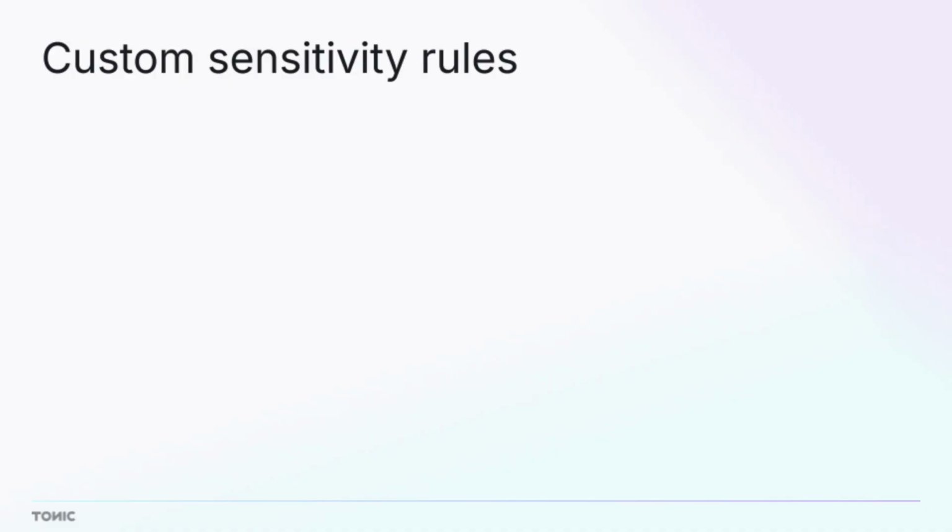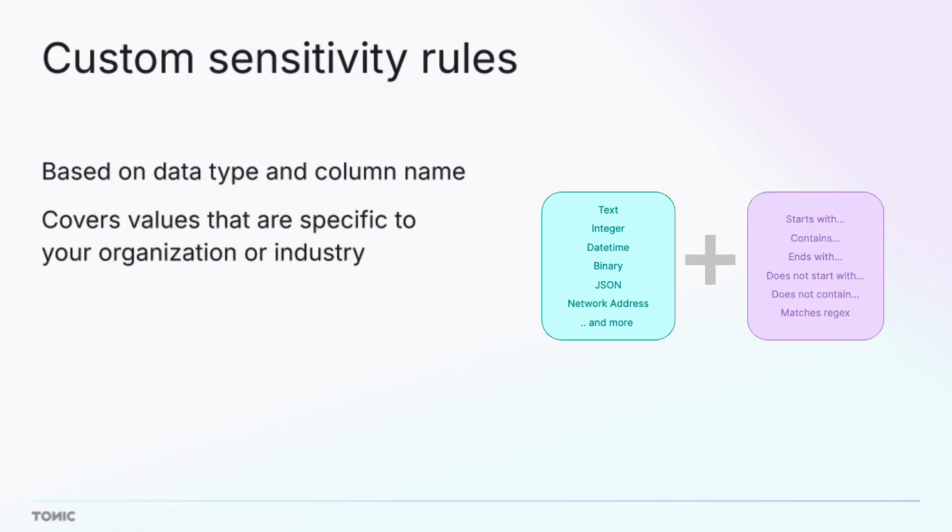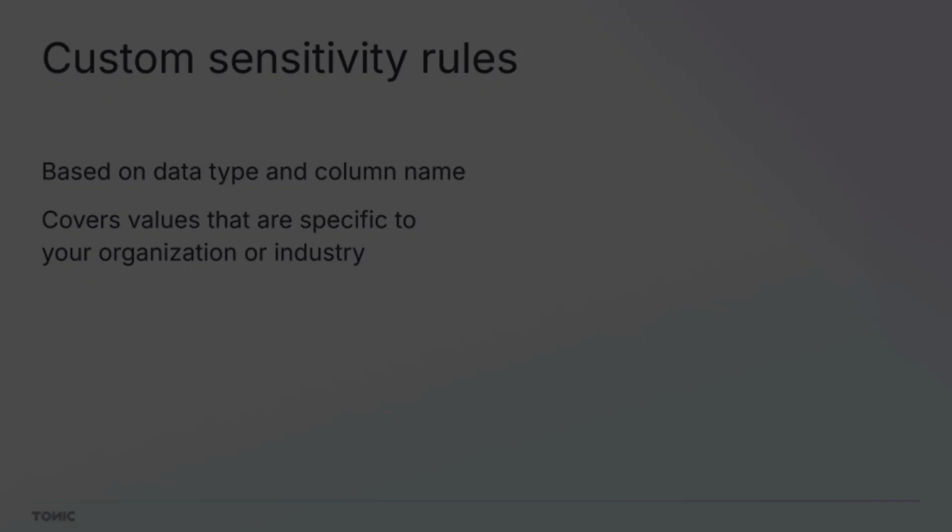You can also configure custom sensitivity rules to include in the Structural scan. Custom sensitivity rules identify sensitive values based on a combination of data type and column name. You might use custom sensitivity rules for values that are specific to your industry or organization and that are not covered by the built-in sensitivity types.